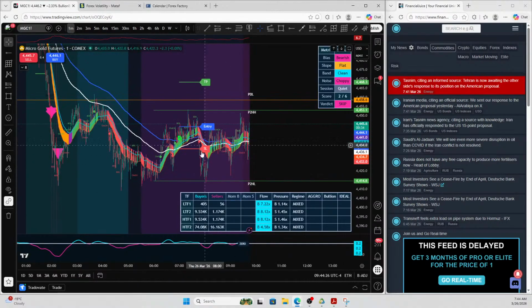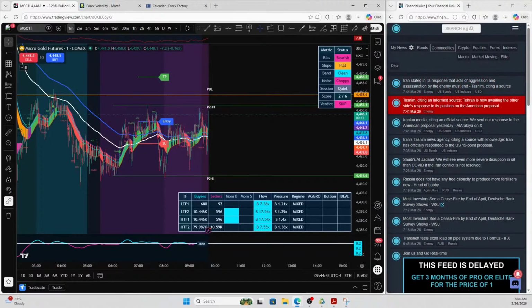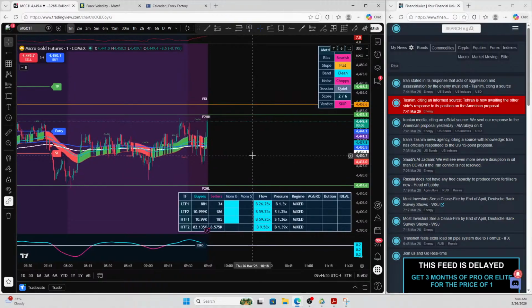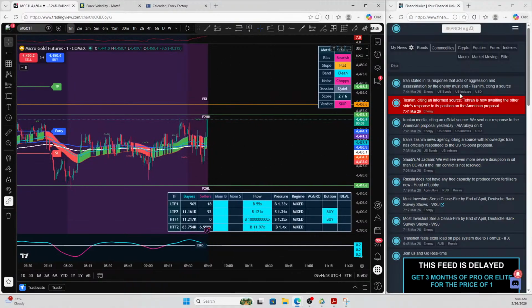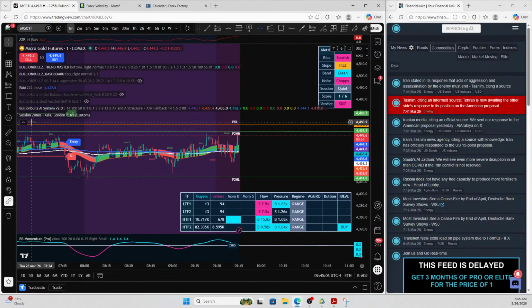So price is staying inside this range right now. We're seeing volume starting to dominate to the buy side. This is igniting hopes that they've already responded to the 15 proposals. The response is that acts of aggression and assassination by the enemy must end. Okay, so this could be bullish, guys. We're seeing volume starting to pick up on the bullish side. Let's see if we can get a bullish price structure forming.